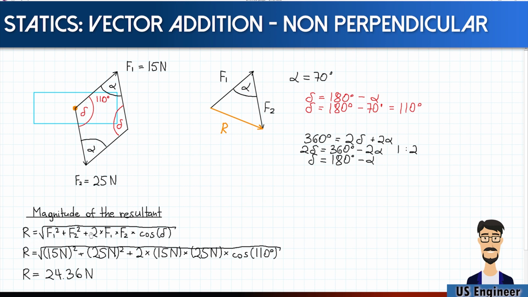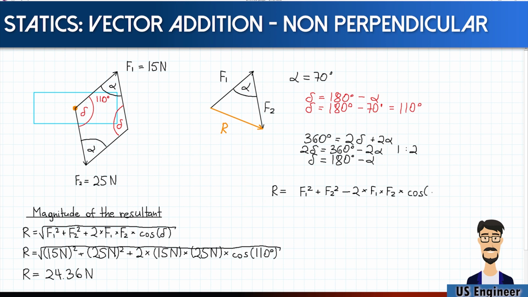Alternatively, if you want to use the law of cosine in a modified form, then the corresponding formula is going to look like this. It's going to be R is equal to F1 squared plus F2 squared, and this time it's going to be minus 2 times F1 times F2 times the cosine of alpha.